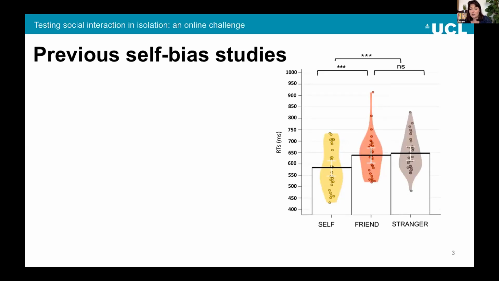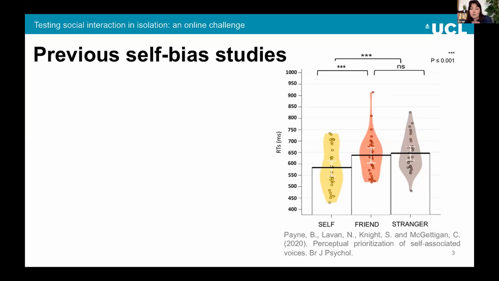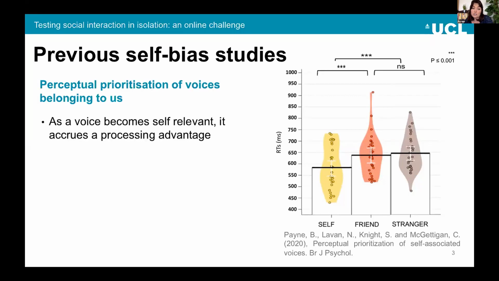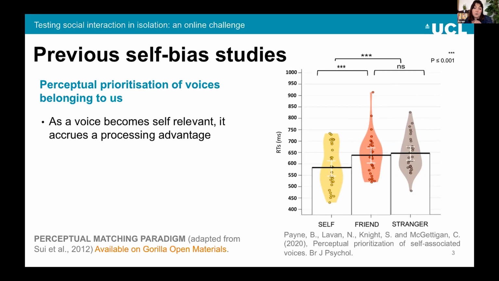The fact that the self voice is being perceived more quickly than either of the other two voices is purely because this voice has now been deemed to be a more self-relevant stimulus. As it becomes more self-relevant, it accrues a processing advantage that prioritizes it in our perception. This was done via a perceptual matching paradigm in Gorilla, which people can use via Gorilla open materials if they want to try it.